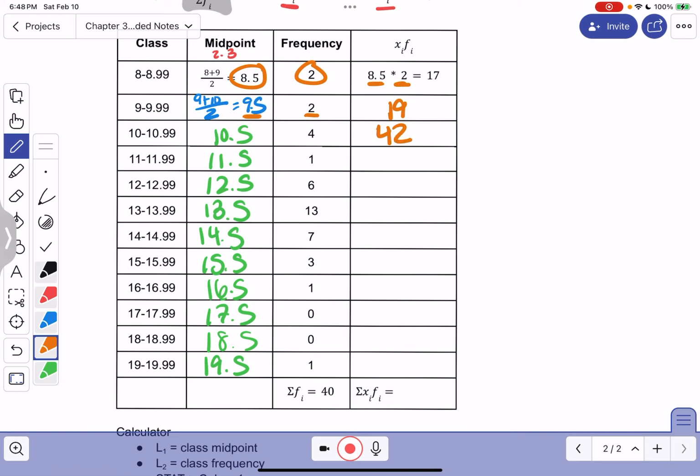You can fill these out on your own. You can pause the video. It's up to you how you want to do this. But I'm just going to fill in the rest by multiplying that midpoint by the frequency. Now this mean isn't exact because not all of the data values are that midpoint, but it gives you an idea. So for grouped data, you can still do some predicting. It's just not as accurate as if you have the raw data.